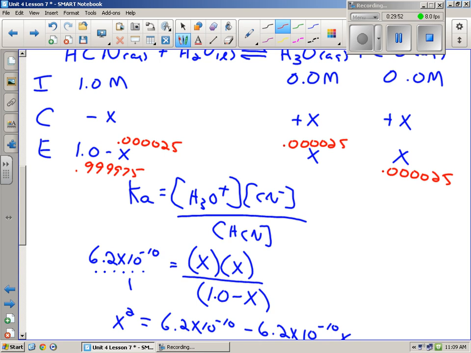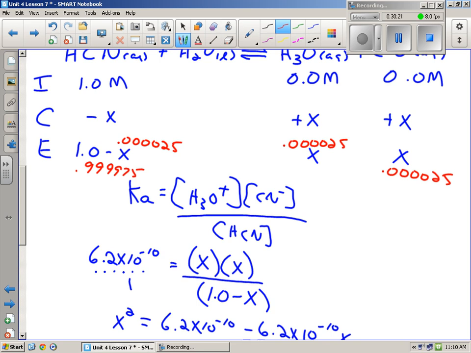So the question is, could I maybe just pretend this is 1 molar here, since I lose so little, I lose 0.000025? Is that going to make a big difference in the big scheme of this stuff? Because if it doesn't, let me tell you, this becomes a pretty quick question. We don't have to worry about quadratic equations anymore.